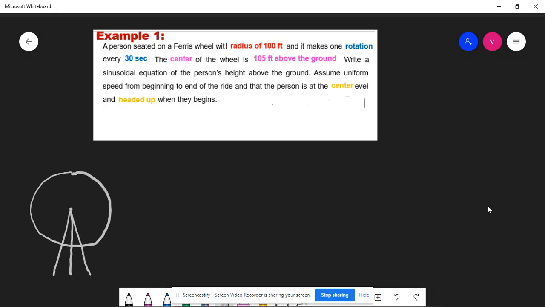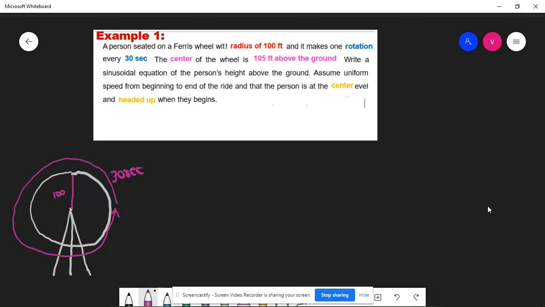So you have a Ferris wheel that has a radius of 100 feet. So you can go ahead and label everything. Go ahead and draw yourself a picture. That's the best way to understand many of these. So from the center of the Ferris wheel, which I've already drawn, is 100 feet. Okay. It makes one rotation every 30 seconds. So one full time around lasts 30 seconds.